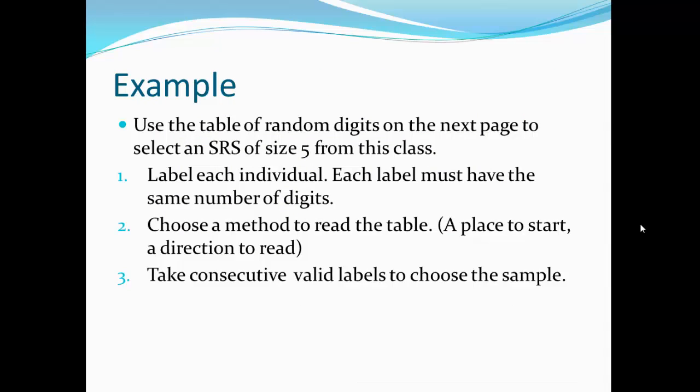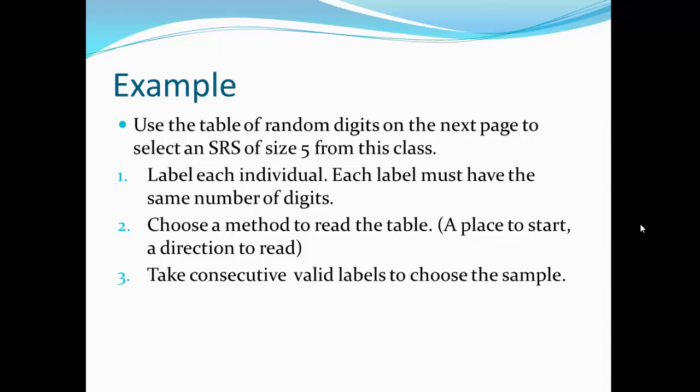Let me give you an example of how this might work out. Let's suppose that we wanted to take a simple random sample of size 5 from our statistics class. Now, since we're doing this by video and we don't have a live class, let's make this assumption. There are exactly 30 people in our class. So what we're going to do is label each individual with a pair of digits. It's important that each person get the same number of digits.